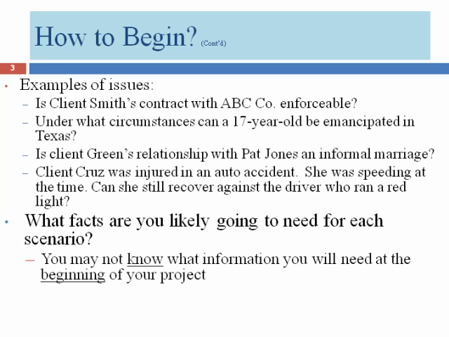Let's look at the next. Is Client Green's relationship with Pat Jones an informal marriage? You may have no idea what an informal marriage is, just so you'll know. It's beyond the scope of this course, but informal marriage is what is oftentimes called common law marriage. And there are three things you need for a common law marriage or an informal marriage in Texas. But you wouldn't know that when you're presented with this question. So you wouldn't know what facts of the Green-Jones relationship you ought to focus on.